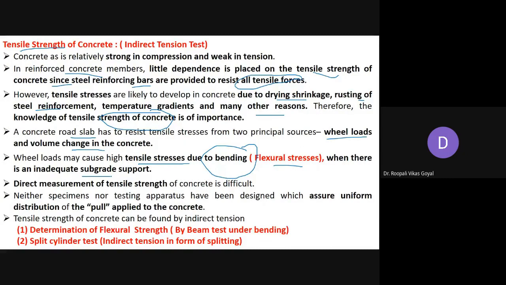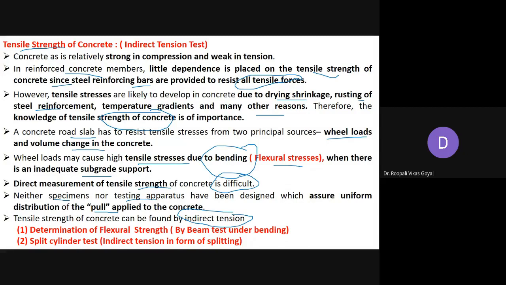As I told you, direct measurement of the tensile strength of concrete is very difficult, because it is very difficult to pull your testing specimen. Neither the specimen nor the testing apparatus has been designed which will ensure that a uniform distribution of the pull can be applied to the concrete. So it is very difficult to pull the concrete specimen. So what do we have to do? We have to apply indirect tension.